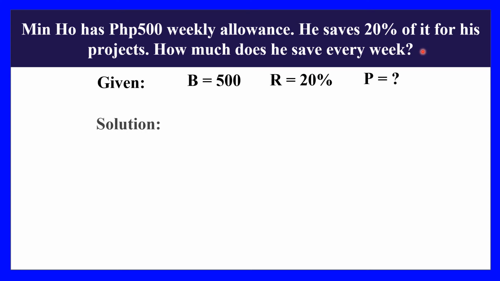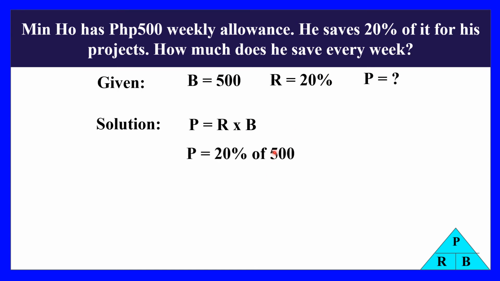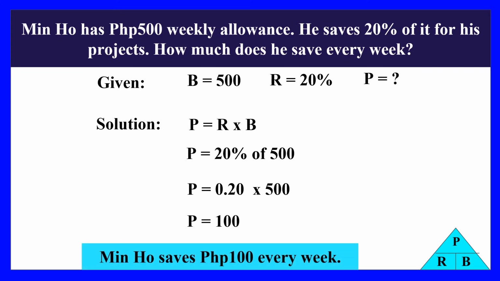Yan. So, solving, again, gamit tayo ng Techan's triangle. So, nawala ay P. So, since nawala ang P, that would be rate times B, or rate times the base. Okay, so P is equal to R times B. And then, substituting, you have 20% of 500. And then, 20% is the same as 0.20. And then, times 500. Okay, so P therefore is 100. So, ibig sabihin, yung 20% of 500 ay 100 at yun na yung sinisave niya every week. So, Minho saves 100 pesos every week.